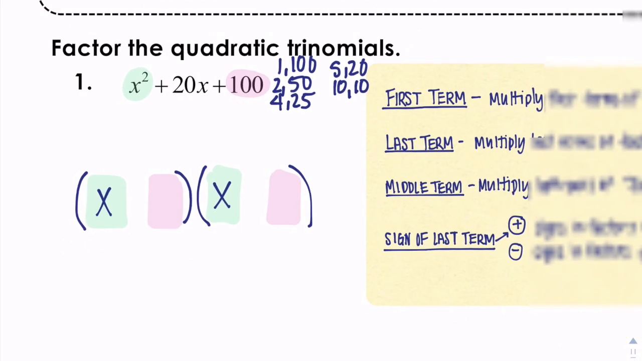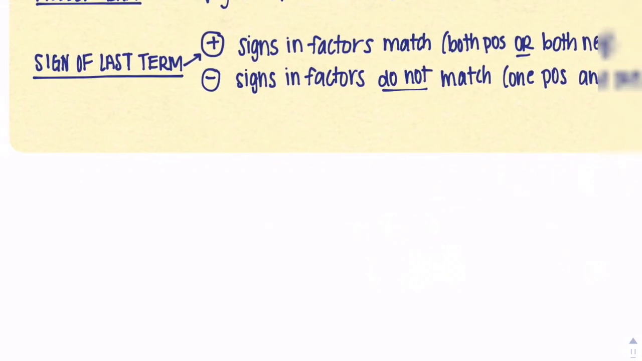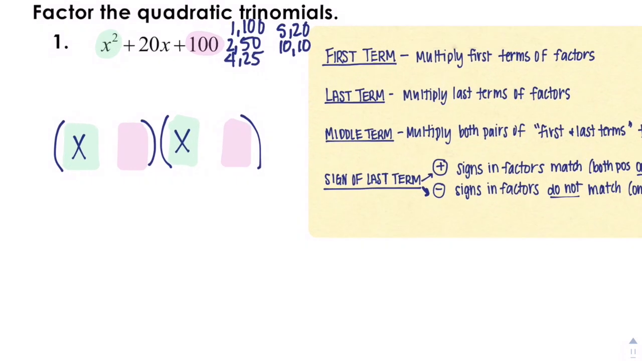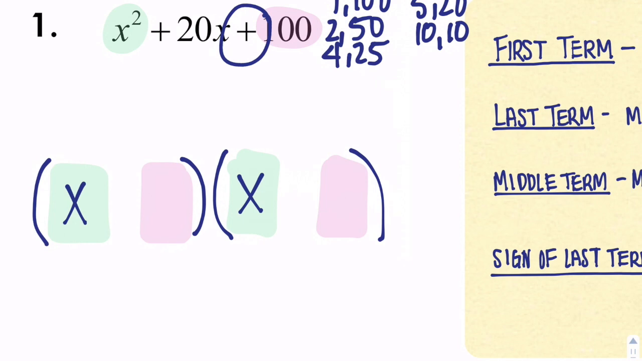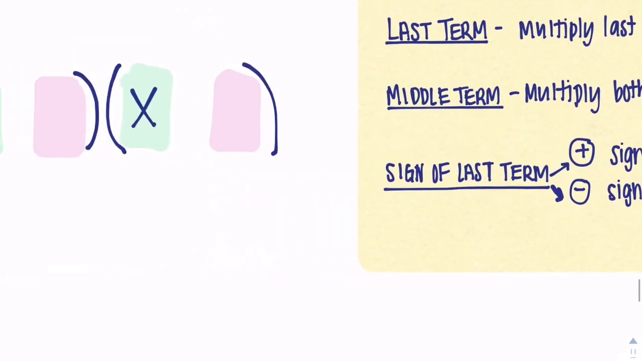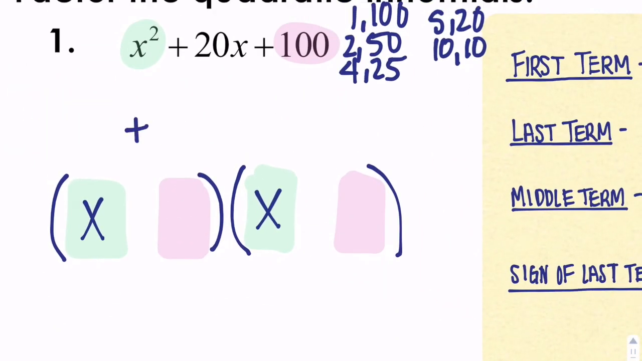And before we even try any options, real quick, let's get to our last rule here. The sign of the last term tells us if our factors are going to be positive or negative or both. So the sign of our last term is positive, meaning that the signs in the factors match. Either they're both positive or they're both negative. You can try and guess and check, right? I think a good strategy is, if this is positive and this is positive, then both of the factors will be positive and not negative. Okay, so we're going to leave that there.